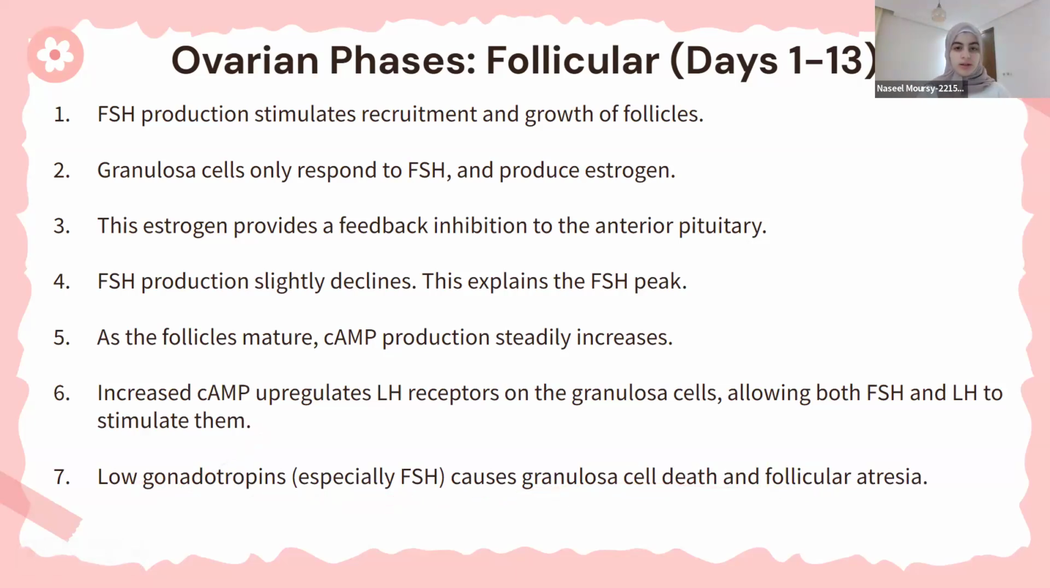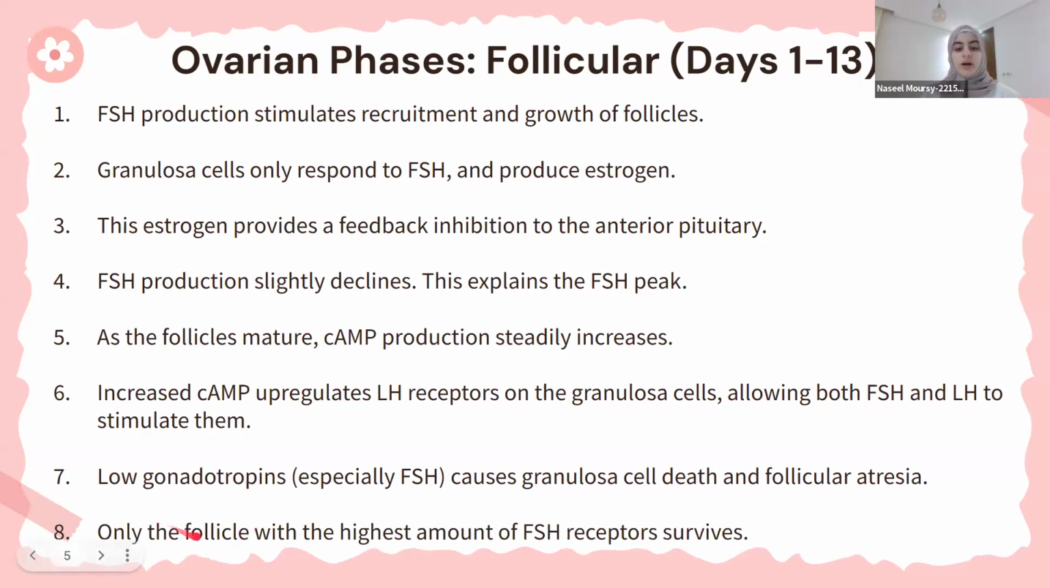However, because there isn't much FSH left, the follicle with the most FSH receptors is the one that stays alive. And that's the one that we call the dominant follicle. Okay? The rest die. All right? So only the follicle with the highest amount of FSH receptors survives. So this is for the follicular phase. Are there any questions?